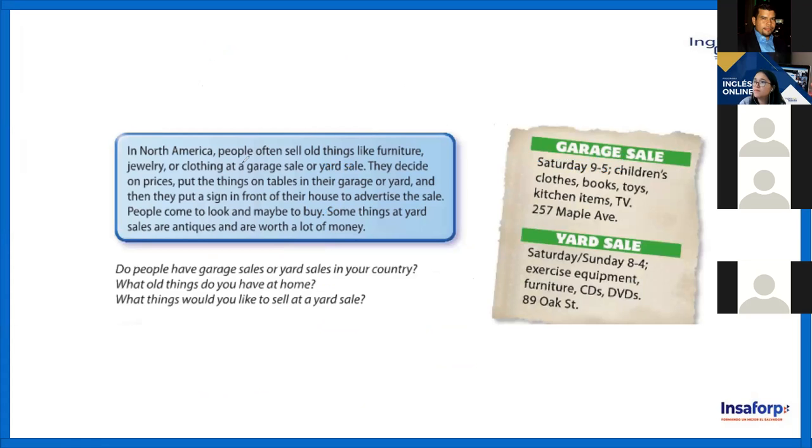In North America, people often set out thin light furniture, jewelry, and clothing at a garage sale or yard sale. They decide on prices and have the things on tables in their garage or yard, and then put a sign in front of their house to advertise the sales. People come to look and maybe to buy. Some things at yard sales are antiques and are worth a lot of money. That's right. Okay.